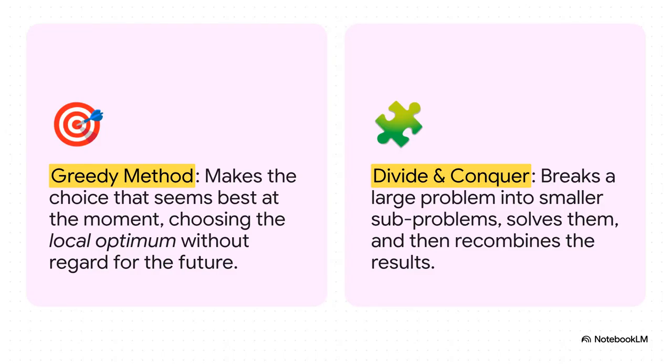And what's really interesting is that there's no single perfect recipe. Take these 2 approaches. The greedy method is kind of impulsive. It makes the best possible choice right now without really thinking about the future. Then you have divide and conquer, which is more strategic. It takes a huge problem, breaks it into bite-sized pieces, solves each one, and then stitches the answers back together.